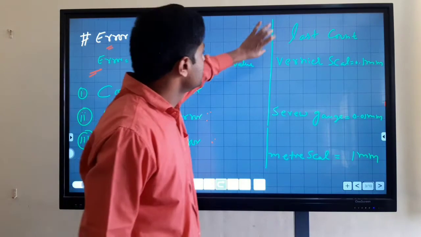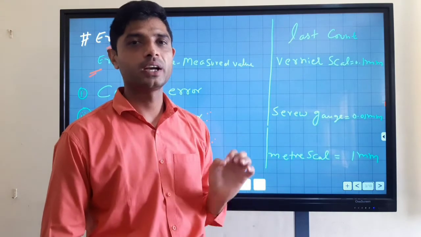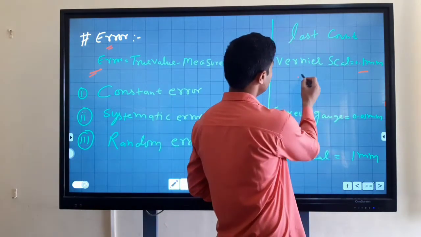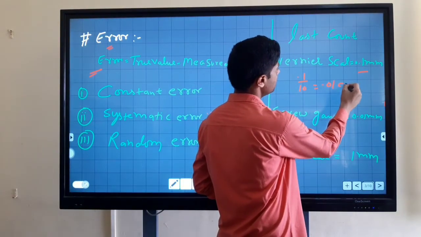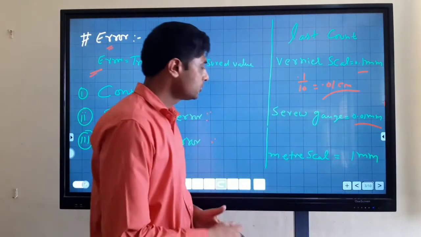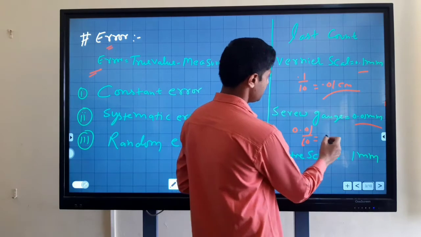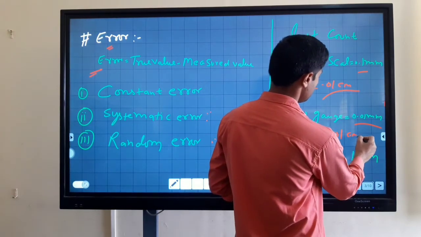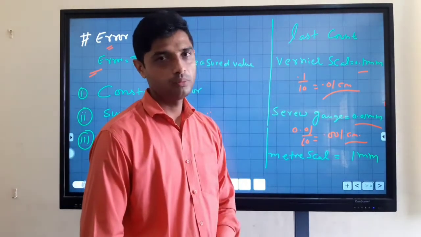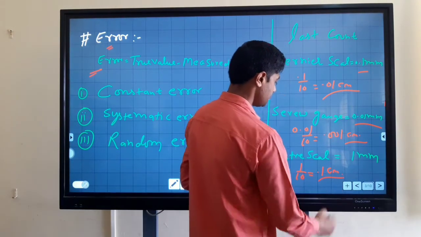Like the least count of the vernier scale, an instrument used to measure the thickness of a thin object like paper. The least count of the vernier scale is 0.1 millimeter. It means 0.1 upon 10 equals 0.01 centimeter. Screw gauge: the least count of the screw gauge is 0.01 millimeter. It means 0.01 divided by 10, so 0.001 centimeter. And as you know, the least count of the meter scale is 1 millimeter, so 1 upon 10 equals 0.1 centimeter.